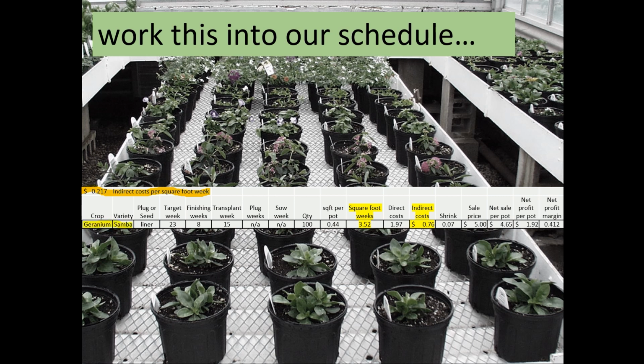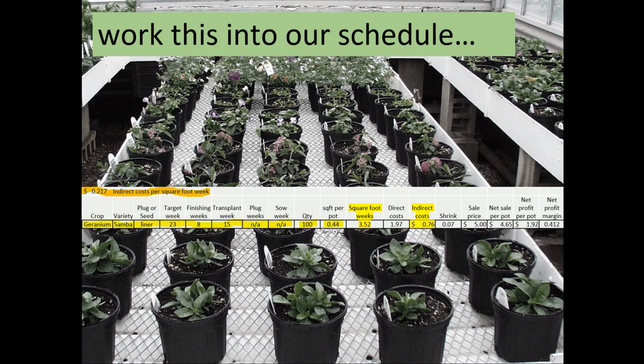So this geranium, we're doing it by liner. Our target week, finishing weeks, transplant week, plug weeks, and sow week, this is all from the last lecture, right? We already built this last time we talked about this stuff. We of course want to know how many we're growing, and then I need to know the space per pot, right? Maybe this is linked to the pot size. You'll probably put a column in here for pot size so your employees know what size they're transplanting into. And this is a function of that pot size and the spacing I want to give it.